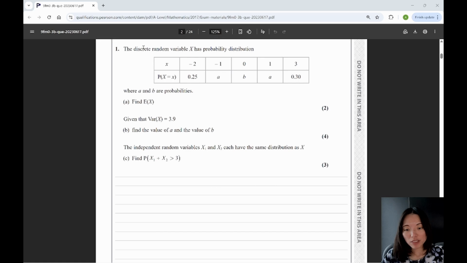The question gives us the discrete random variable x and the probability distribution of that random variable, asking us to find the expectation of x and then the values a and b, and then asking us to find out the probability of x1 plus x2 greater than 3, where x1 and x2 have the same distribution as x. So it's quite a standard question. Let's take a look at this together.